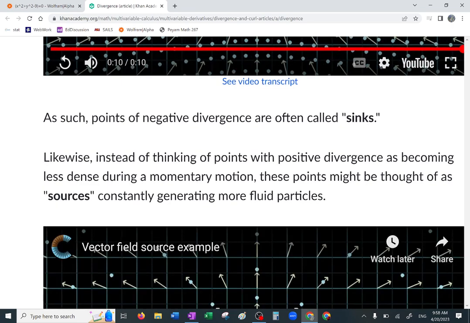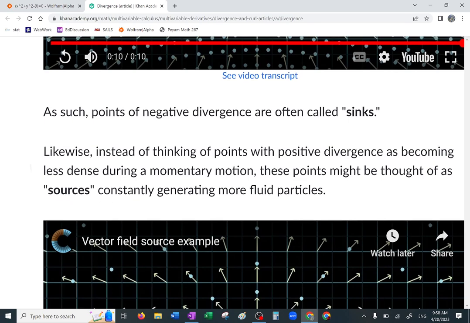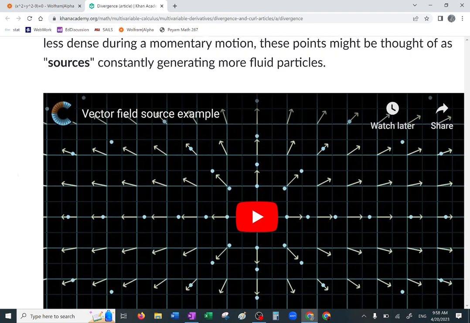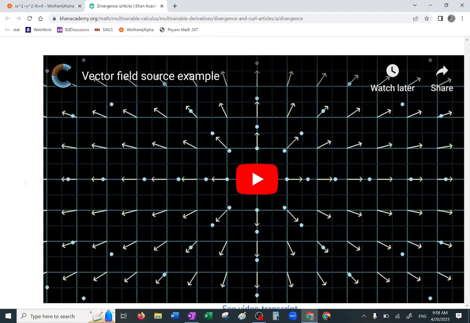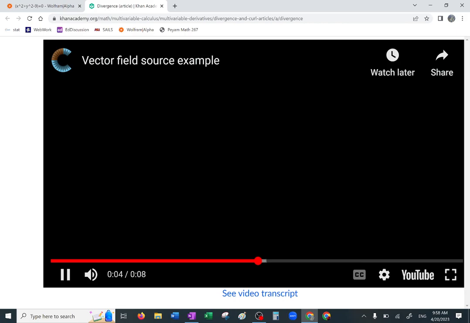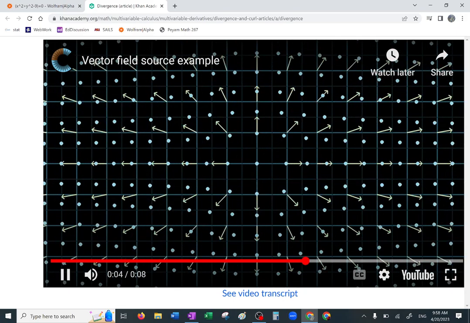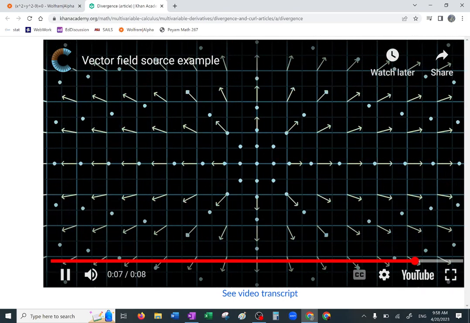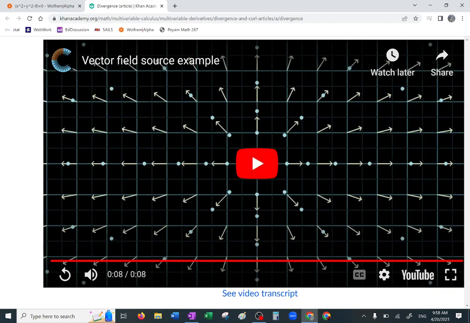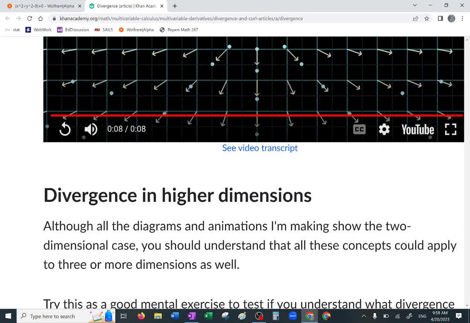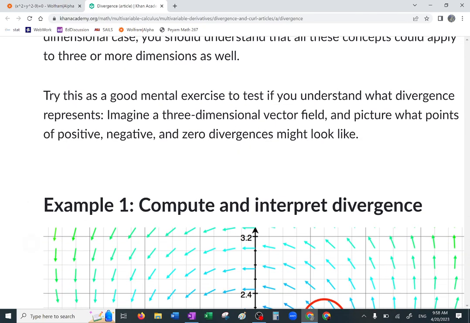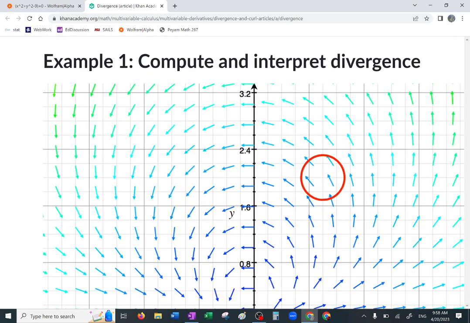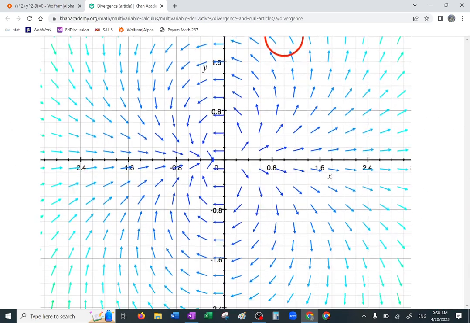So likewise, instead of thinking of a point with a positive divergence as becoming less dense during a momentary motion, these points might be thought of as sources constantly generating more fluid particles. So you will see terminology in physics called a source. Actually, in math homework, you will see it too. That is a source. It gives you more energy, for example. And in higher dimensions, of course, we have that too. Interpretation and all of that kind of stuff.